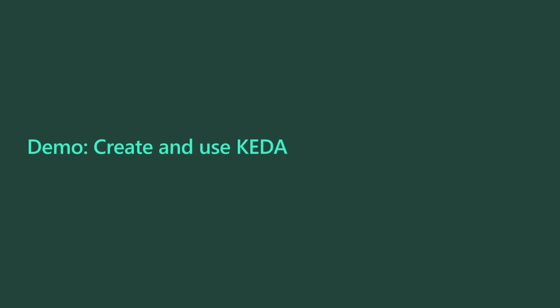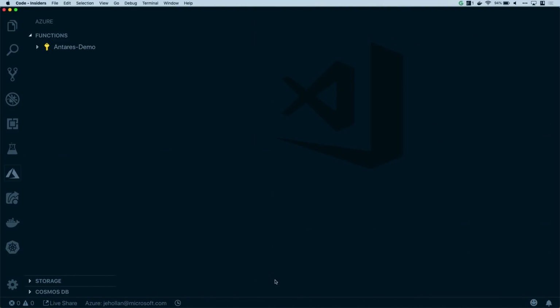I'm going to do a demo of using Azure Functions, running them in Kubernetes, leveraging the powerful new capabilities that KEDA brings. So to start with, let's switch over here. I've got Visual Studio Code open. In just a second, we're going to create a function. Actually, we'll go ahead and do that now.